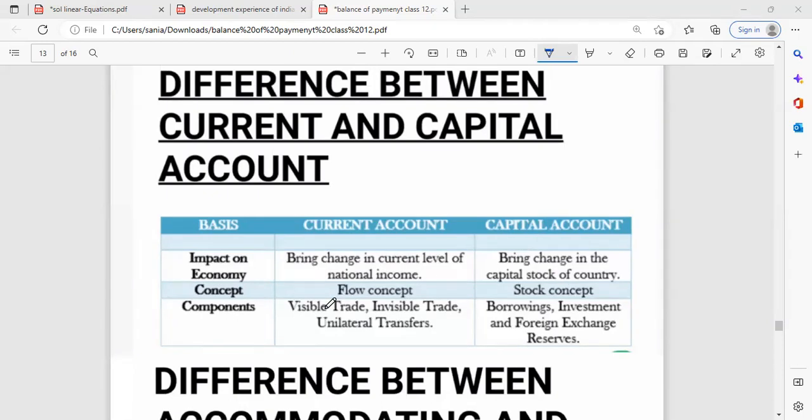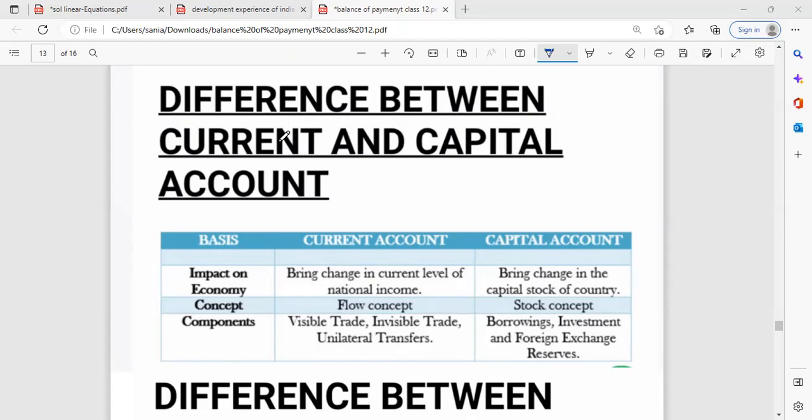Component: in the current account you include visible trade, invisible trade, unilateral transfer. But the capital account includes borrowing, investment, and foreign exchange reserve. Clear? Yes, ma'am. Okay, so we'll quickly write it down. Difference between current and the capital account. Very, very important. If you are lucky enough, you will get a direct question for 3 marks.